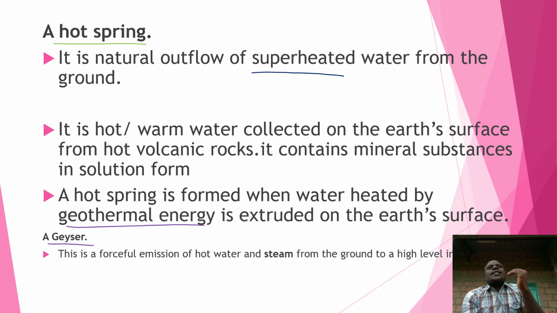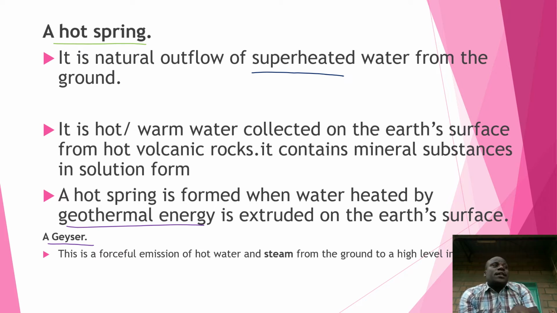A geyser is like a hot spring. The formation is the same. They result from geothermal energy, which heats up the rocks. The rocks also heat the water. When the water becomes hot, the water tries to look for its way out through lines of weaknesses. It is exposed on Earth's surface.